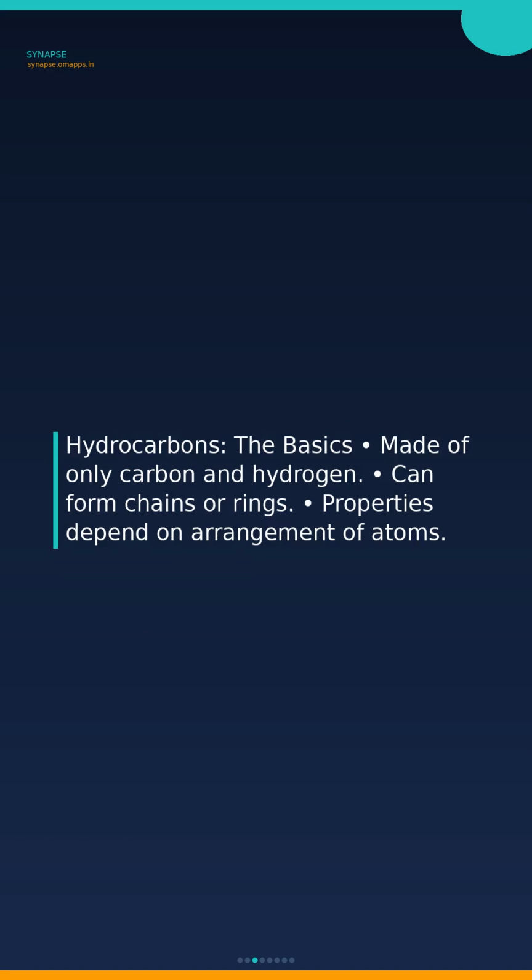Now, here's a key definition. A hydrocarbon is any organic compound containing only carbon and hydrogen atoms. Remember that. Next, we'll look at homologous series. A homologous series is a group of organic compounds that have similar chemical properties and a general formula. They differ by a CH2 group. Each member of the series has slightly different physical properties, but their reactions are quite similar.